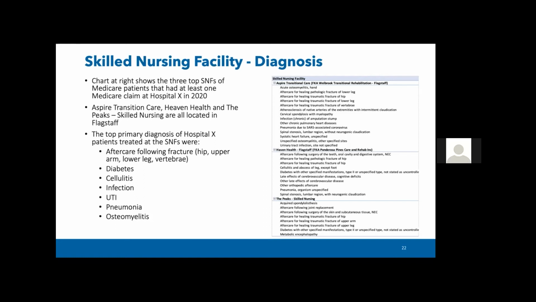And so they just would not go. We're not going to any type of skilled nursing facility. So we wanted to understand, okay, of all of the Medicare patients that they were seeing and sending out to these 3 different skilled nursing facilities, what were the primary diagnoses from the hospital?